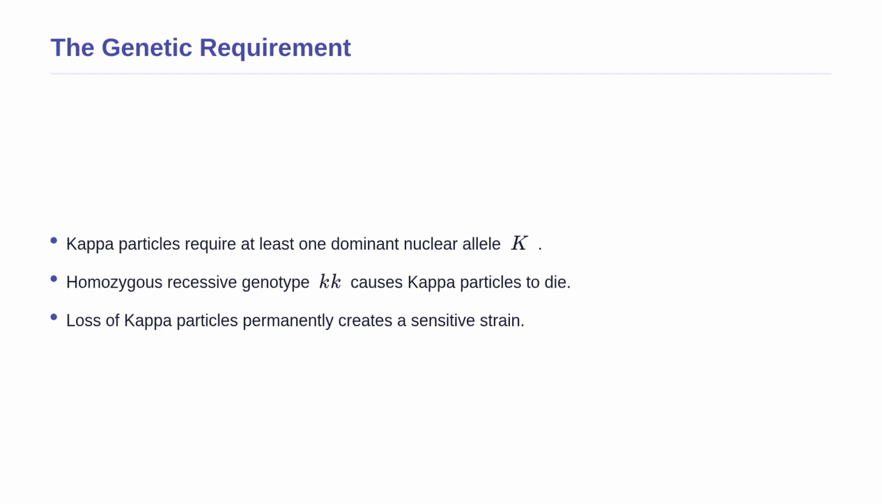If the paramecium has the homozygous recessive genotype, little k, the environment becomes inhospitable. The kappa particles will die out completely. Once they are gone, the organism permanently becomes a sensitive strain. It cannot spontaneously become a killer again just by changing its genetics. It must be physically reinfected with the particles.